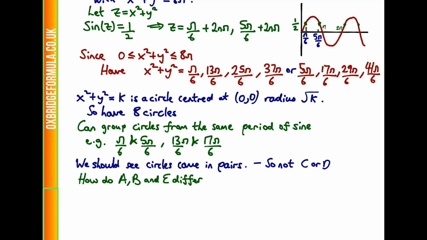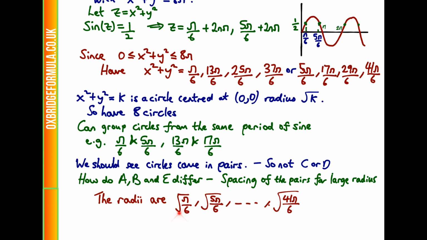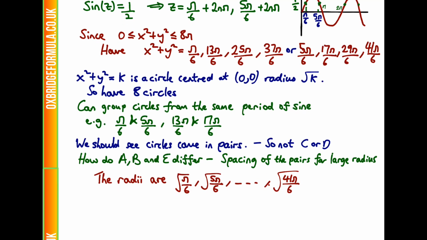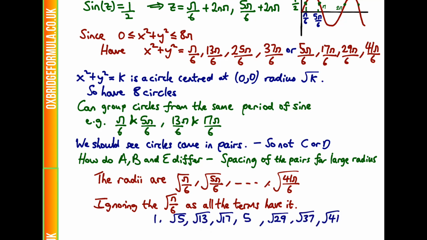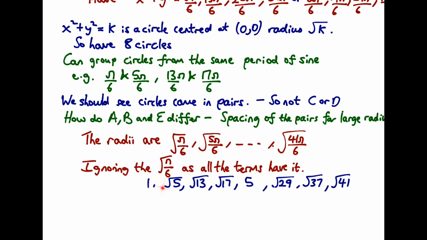So which case does our graph lie in? Well, we know that the radius of these curves are literally the square roots of all of these numbers. So our radiuses are square root of pi over 6, square root of 5 pi over 6, all the way up to square root of 41 pi over 6. And for the time being, let's ignore this square root of pi over 6 as every single term is multiplied by it. So we want to know how far apart our pairs are. So we're comparing the distances between each of these radiuses.